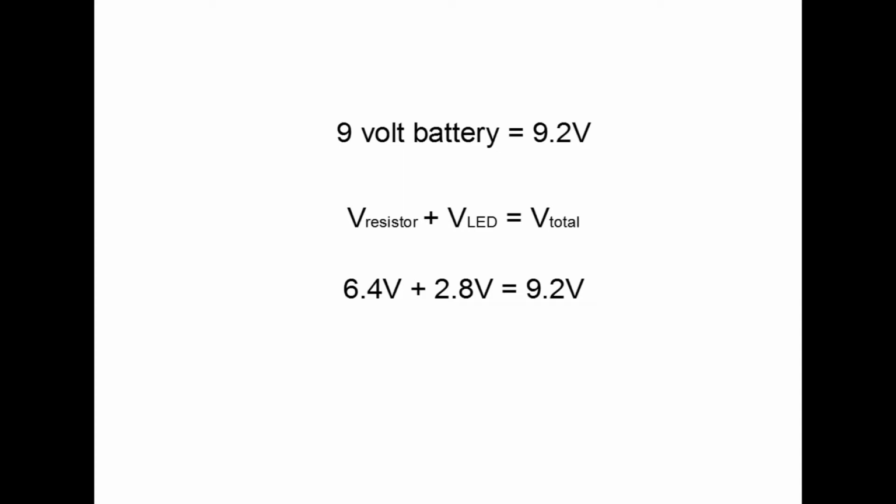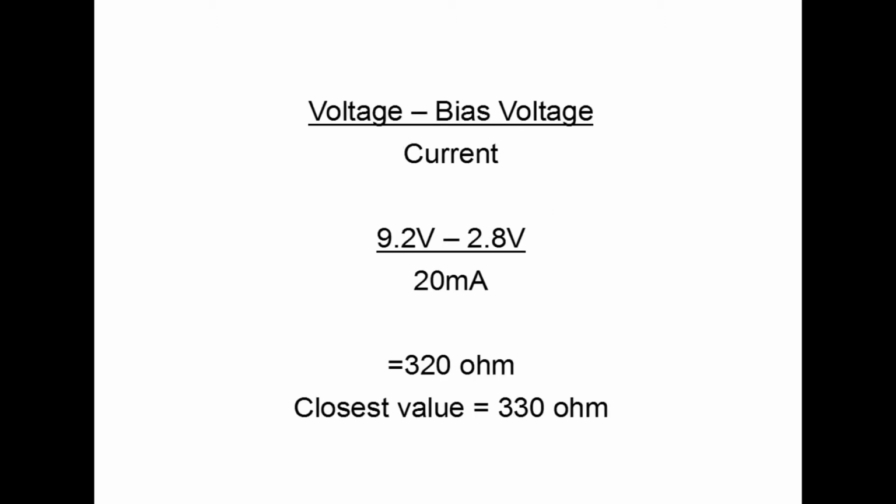The voltage at the LED and the associated current is the forward bias of the device in order to turn it on. We need to take this bias into account when calculating for the current limiting resistor. To do so, the bias voltage is subtracted from the 9-volt battery. 9.2 volts minus the 2.8 bias voltage divided by 20 milliamps equals 320 ohms. We'll use a 330 ohm resistor.